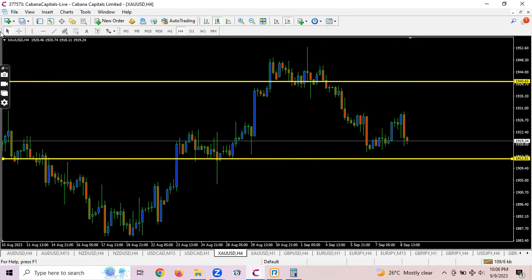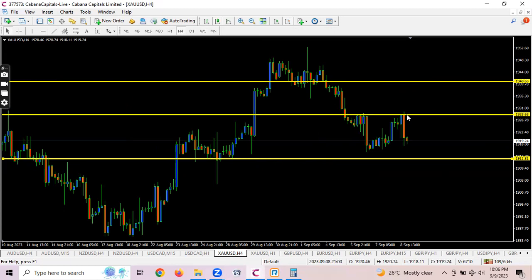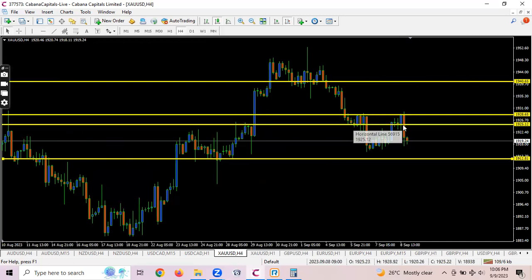So where do we have our resistance on 4 hour? This is it. You can see this is our resistance on 4 hour. At this point also, we had a resistance. This was a resistance, right? Yeah, this became a resistance, support turned resistance. So if a 4 hour candle closes above this level, there's a probability that gold will buy. There's a probability that gold will buy.